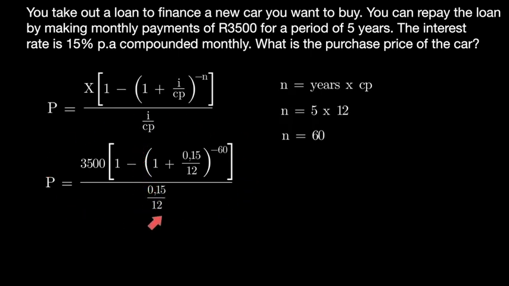We type this into our calculator, and we end off with a purchase price of 147,121 Rand and 7 cents. This will be the present value or the purchase price of that car, or the initial value that we borrowed.